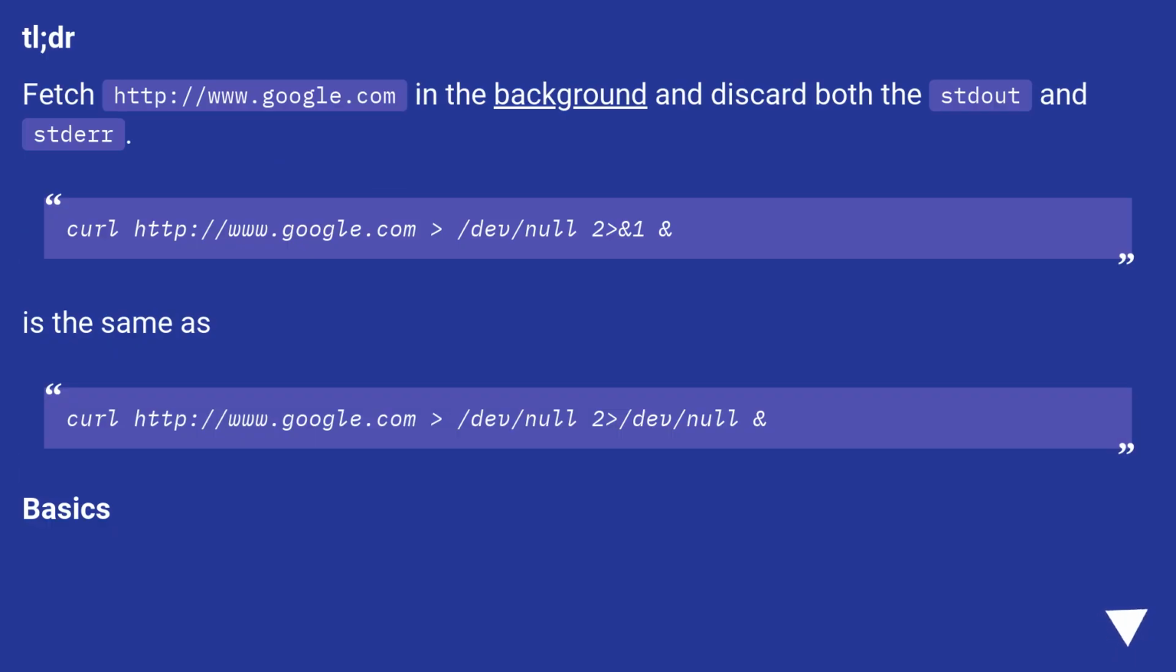TL;DR: fetch http://www.google.com in the background and discard both the stdout and stderr. curl http://www.google.com >/dev/null 2>&1 &, which is the same as curl http://www.google.com >/dev/null 2>&1 &.